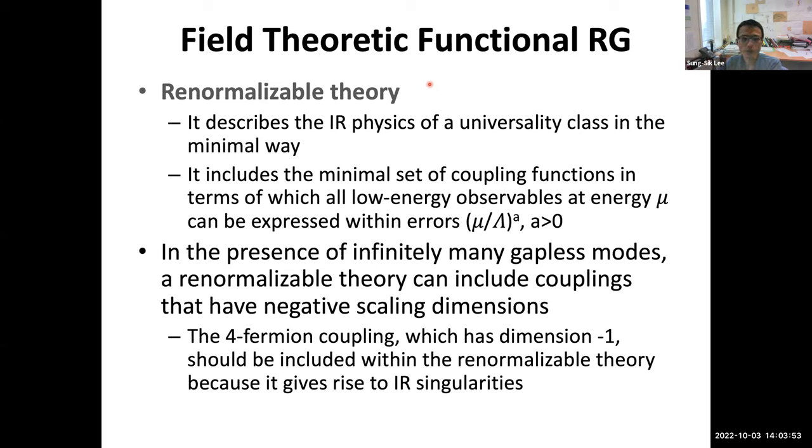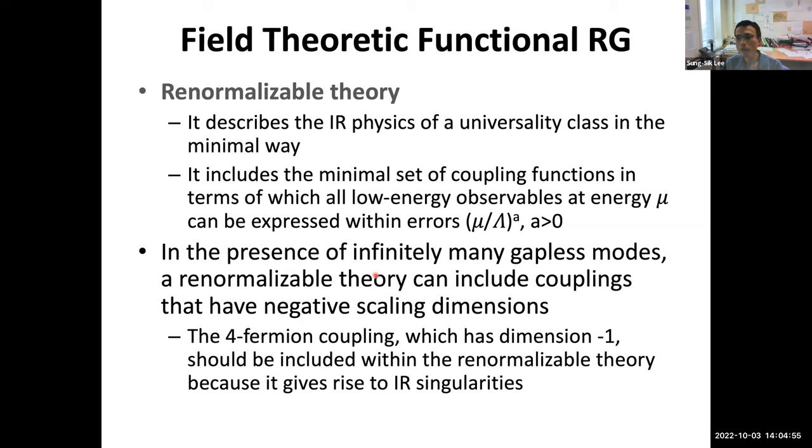Okay? More generally, a renormalizable theory is a theory that includes the minimal set of coupling functions, in our context, in terms of which all low energy observables at energy scale mu can be expressed within errors that go to zero as a power law, a power of the ratio between our energy scale mu and some UV cutoff energy. Okay? So this is a more general definition of a renormalizable field theory. And indeed, this definition translates into the usual one in relativistic field theory, where you keep only the operators whose dimension is equal to or less than the space-time dimension. Okay. But that definition is not good enough in metals. That's why we use this more general definition.